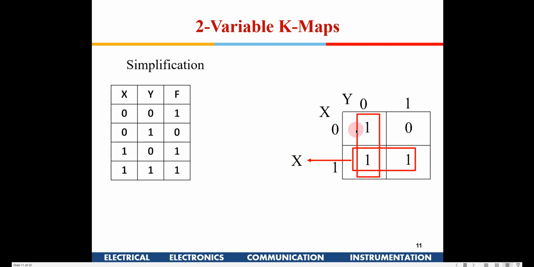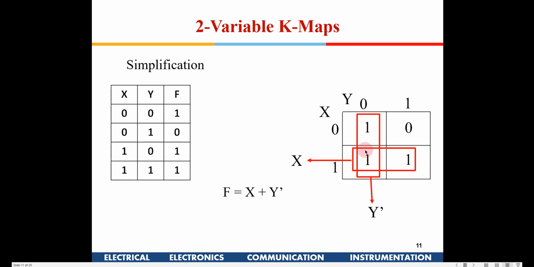We can also make a vertical box like this, and then you will find 1 and 1. That corresponds to y equal to 0, or you can write it as y bar. So it will become f is equal to x plus y bar. Now let me tell you something. If there is only a single one, then for this particular single one I can write it as x bar plus y bar also. That is the expression corresponding to the min bar. In certain big tables, it is possible that you don't have an adjacent cell.